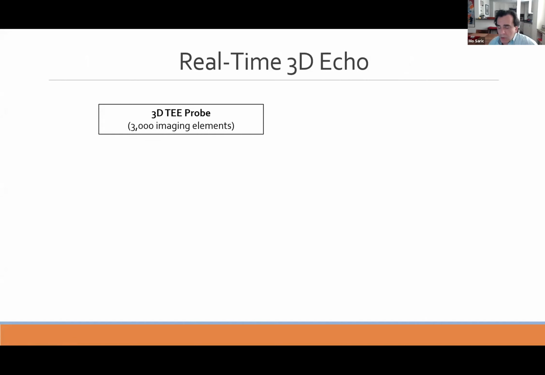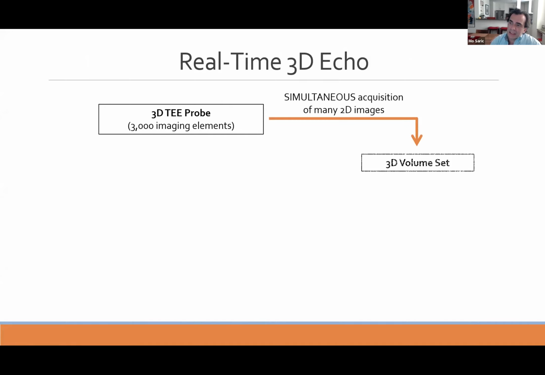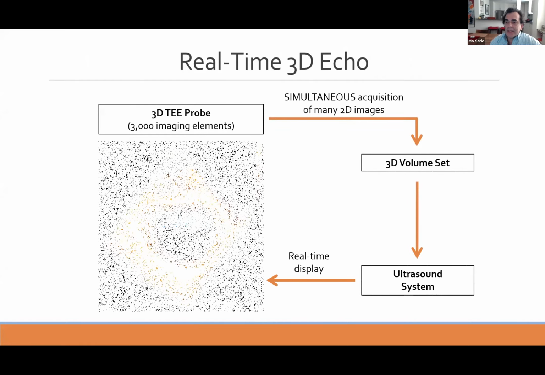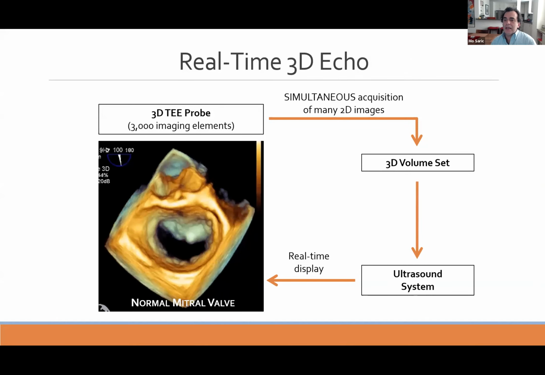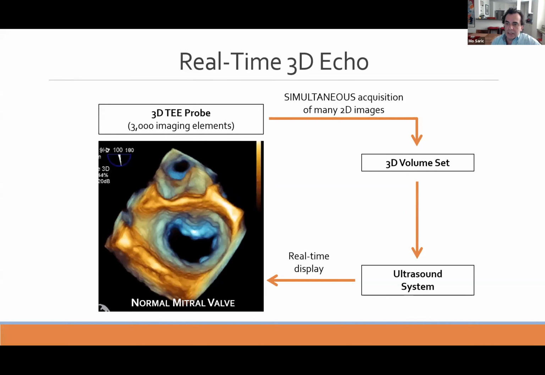So real-time echocardiography really came in the 2000s, and essentially it's a fundamental change that instead of 64, 128 imaging elements, a 3D TEE probe has 3,000 imaging elements, and that allows for simultaneous acquisition of many 2D images and a real-time 3D volume set. You just press a button and you get the 3D image. And that's the fundamental change, because if it's not real time, it cannot be guided for the procedure.